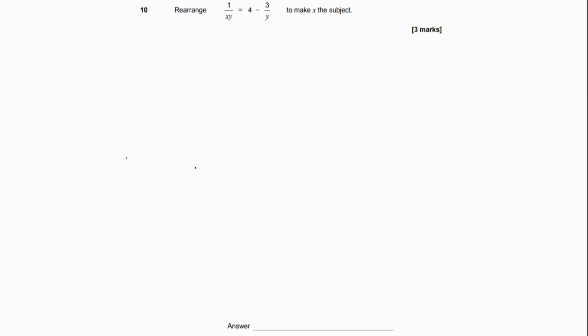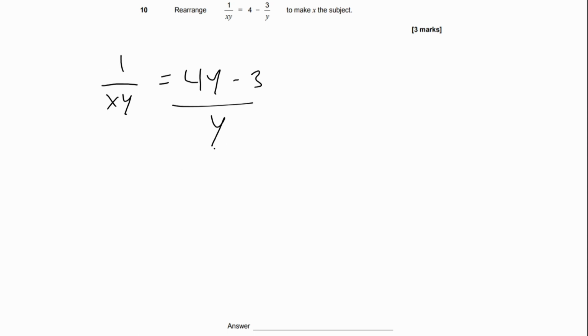Question 10, really simple again. You have 1 over xy. You're going to times by y here, both sides. So the bottom is going to become y and the top is going to become 4y. So you have 4y minus 3 over y.